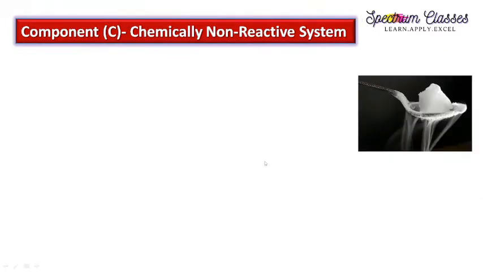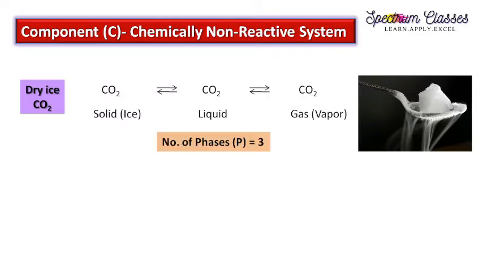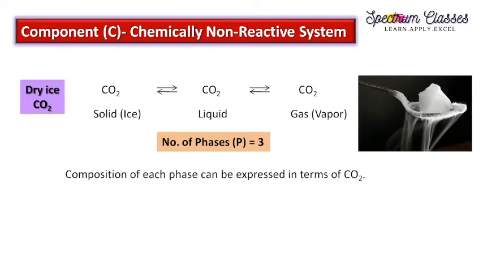Now coming to the next example. Can you guess what this is? Yes, you are right. This is dry ice. What is called dry ice? Dry ice is CO2. It exists in three different phases: CO2 solid, CO2 liquid, and CO2 gas or vapor. So the number of phases is three again, just like water, and the composition of all three phases can be represented by the chemical formula CO2. So this system is again a one component system.